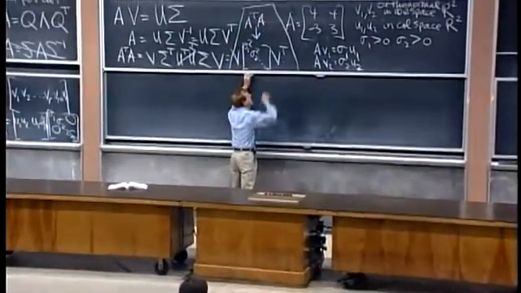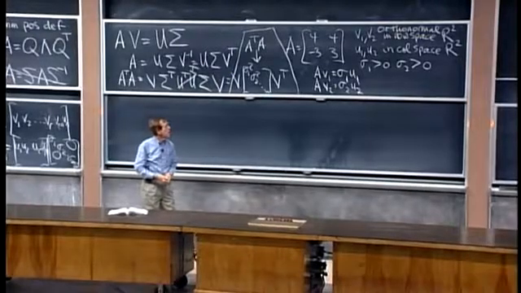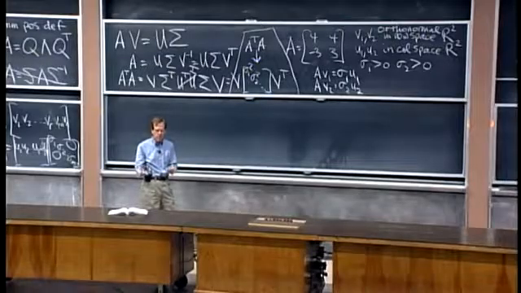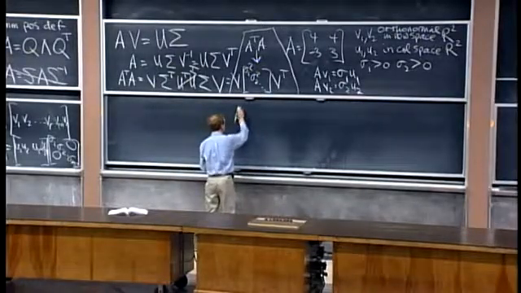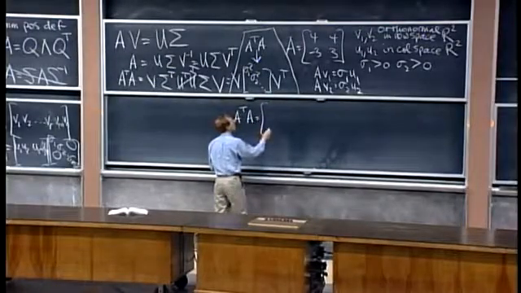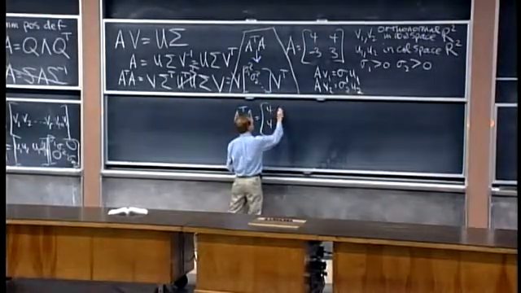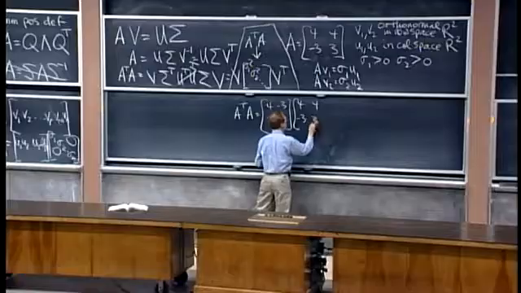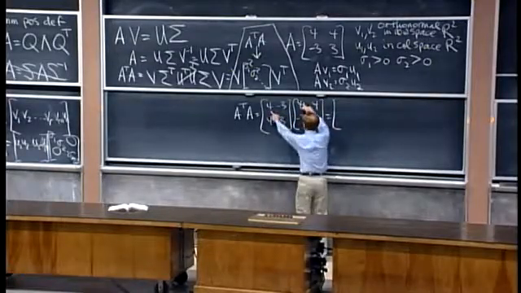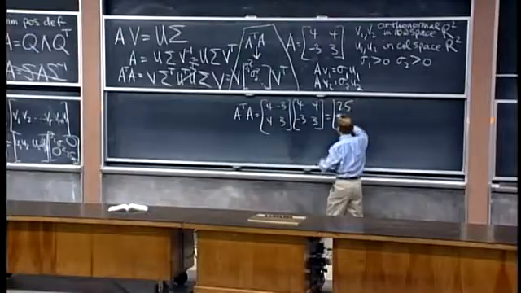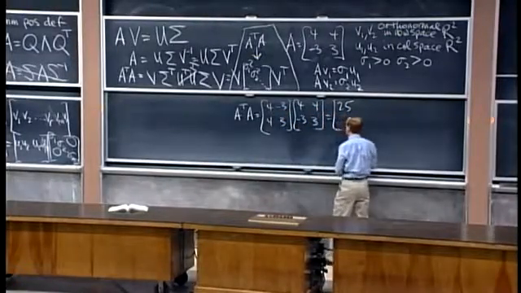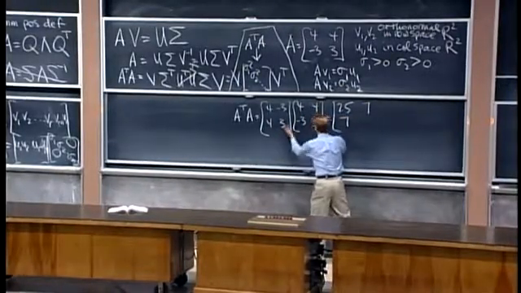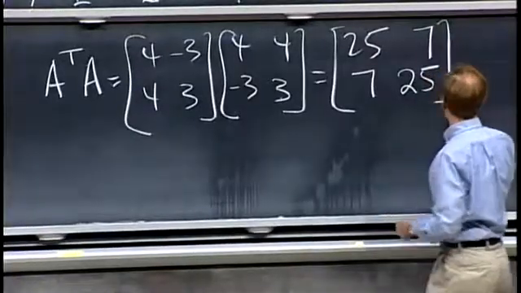Okay. Let me take that matrix. So what's my first step? Compute A transpose A, because I want its eigenvectors. So A transpose is 4, 4, minus 3, 3. And A is 4, 4, minus 3, 3. And I do that multiplication, and I get 25. I get 16 minus 9. Is that 7? And it better come out symmetric. And, oh, okay, and then it comes out 25.